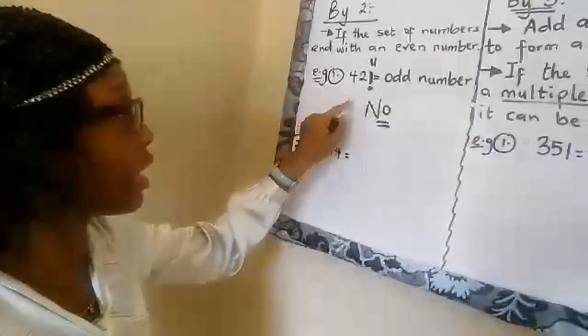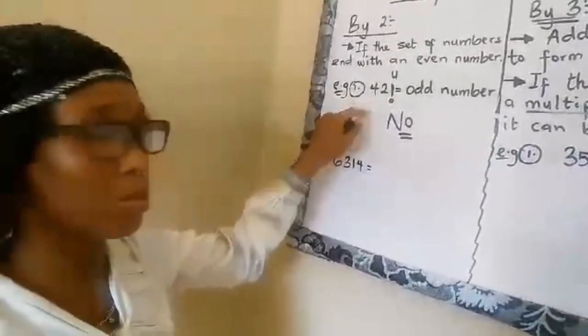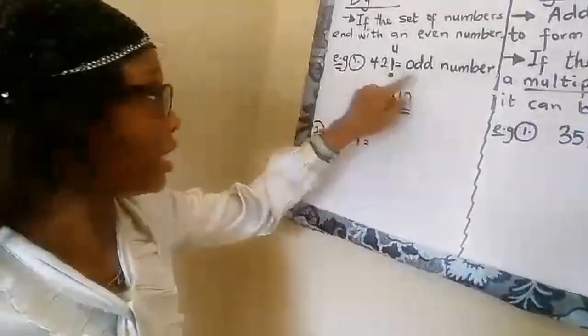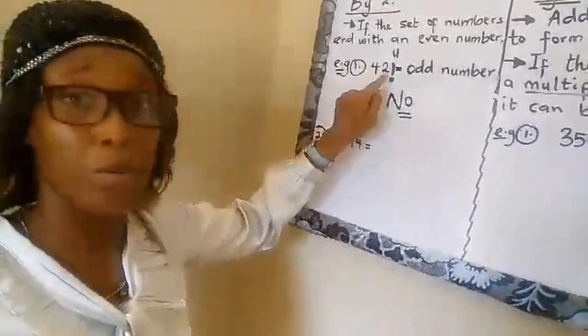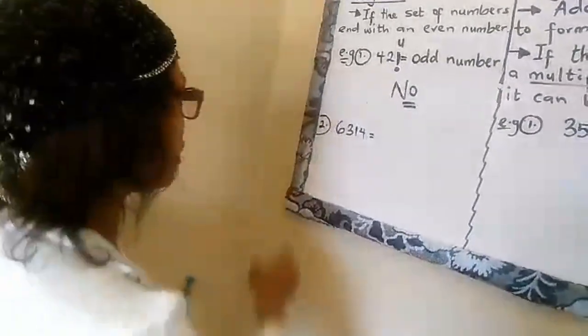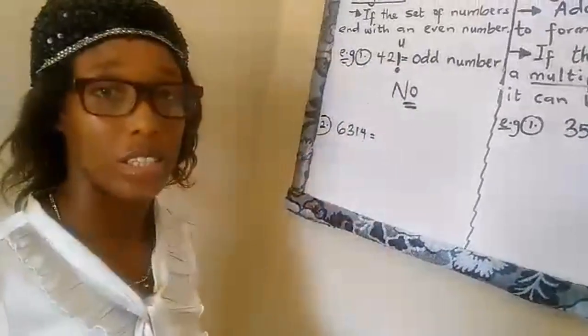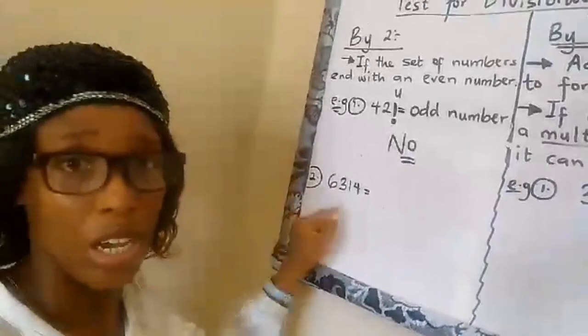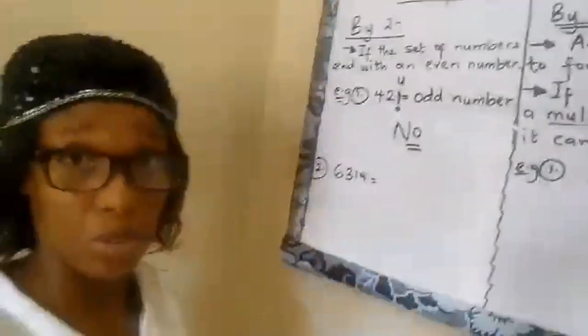You cannot say 2 can go into 421. The reason is 1 is the last number here and it's an odd number. So 2 cannot go into any number that is an odd number. It will give you a remainder. Now let's look at 6,314. Just looking at this, how can you tell if 2 can go into 6,314 without remainder?